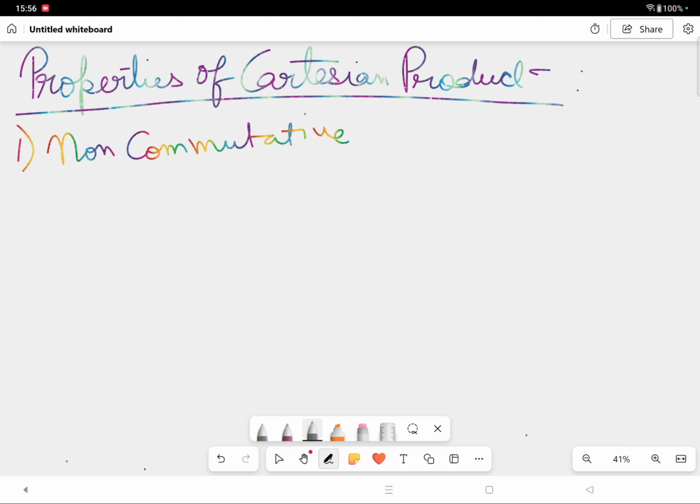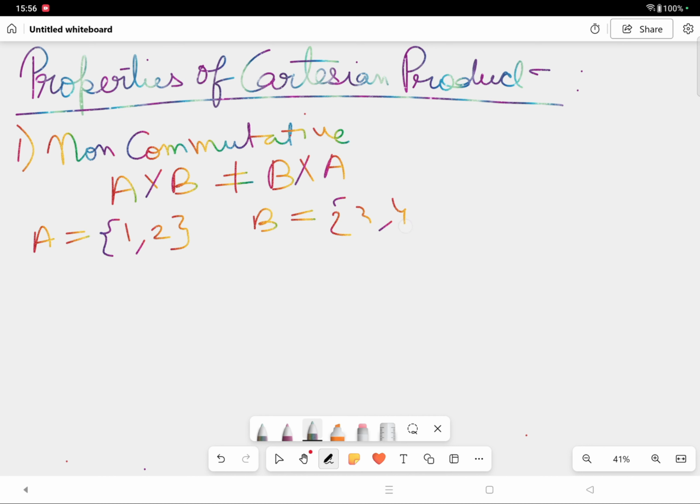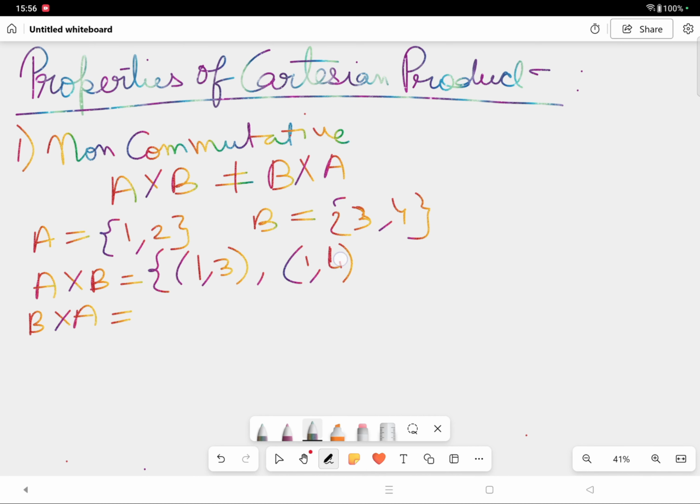That is what we can say, that if I take two sets, then A cross B will never be equal to B cross A. You can take any two examples, like A as 1 comma 2 and B as 3 comma 4, and find out the elements of A cross B and B cross A. Of course you will find them as different. A cross B will be 1 comma 3, 1 comma 4, then 2 comma 3, then 2 comma 4.